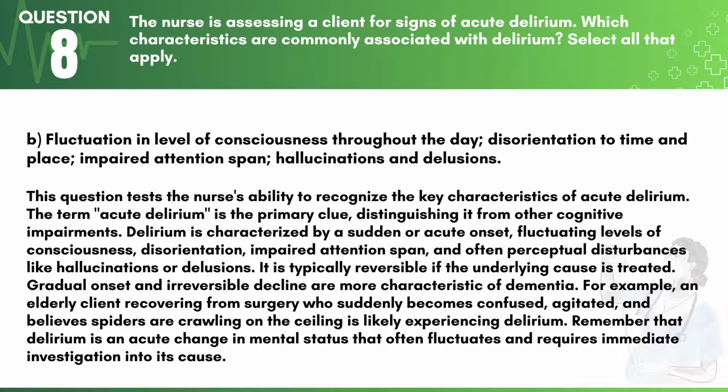Delirium is characterized by a sudden or acute onset, fluctuating levels of consciousness, disorientation, impaired attention span, and often perceptual disturbances like hallucinations or delusions. It is typically reversible if the underlying cause is treated. Gradual onset and irreversible decline are more characteristic of dementia.